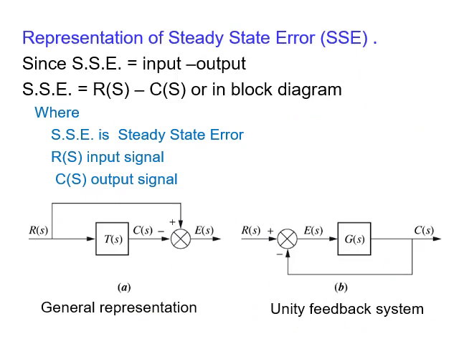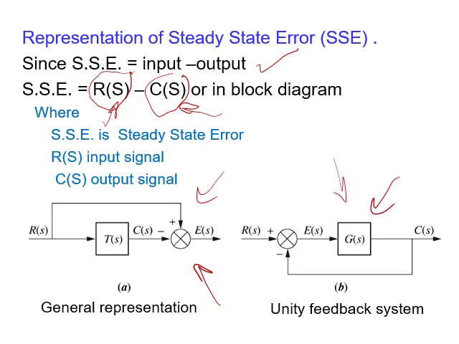Steady state error by definition is equal to the input minus the output, or we can express it as R(s) minus C(s), where R(s) is the input signal and C(s) is the output signal, whether the system has this general representation or we have a unity feedback system. We are going to discuss this one and this one separately. But whether it's this general representation or the unity feedback, in both of them the error will be this signal minus this signal. That's why here it's minus this signal, because this is the output.